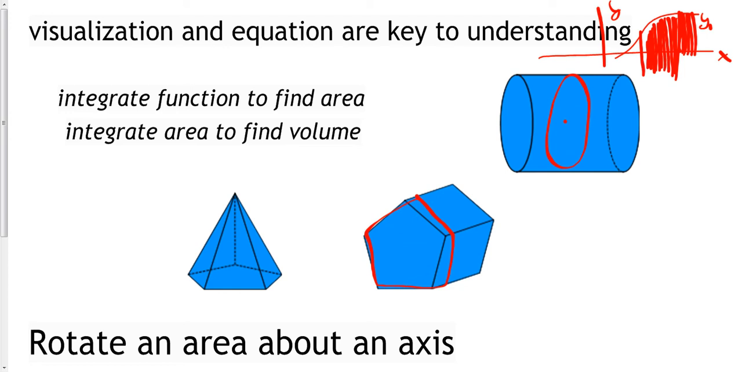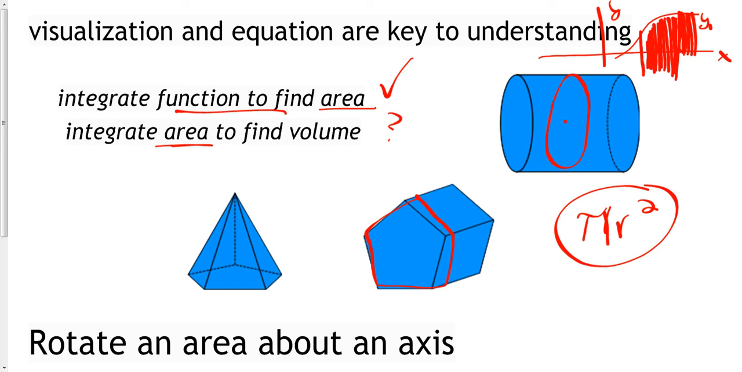So instead of integrating a function to find area, which we've already done, now we're going to integrate an area to find volume. If you can integrate area, you will be able to find volume. Integrate a two-dimensional thing, you'll get a three-dimensional thing. If you integrate a one-dimensional thing, just a line, you'll get a two-dimensional area. So our weapon of choice is pi r squared. We're going to be using circular cross-sections almost all the time for this section. There are some situations a little bit from now that will have different shapes, but for now let's just think circles.